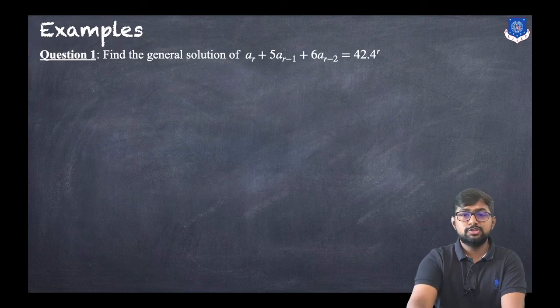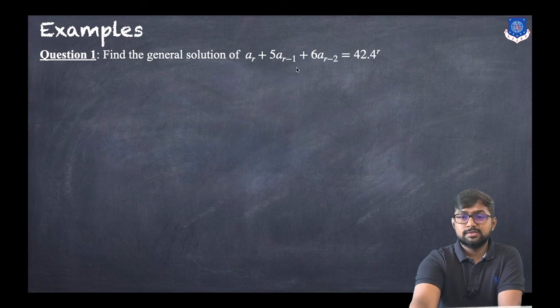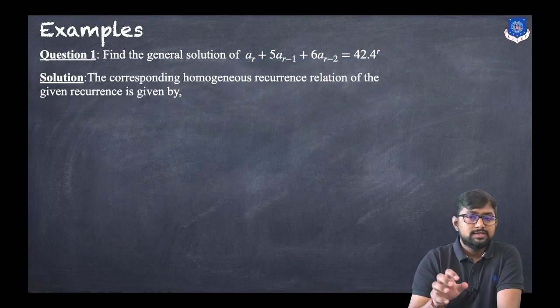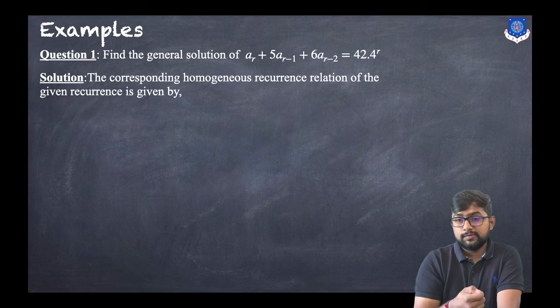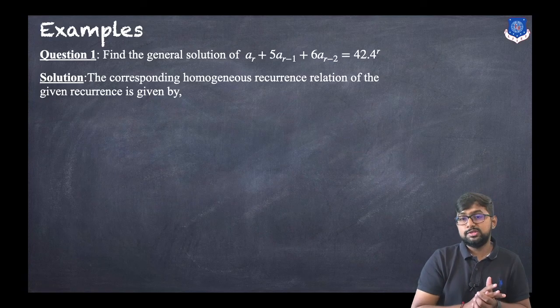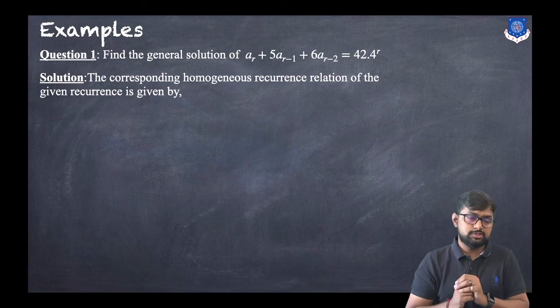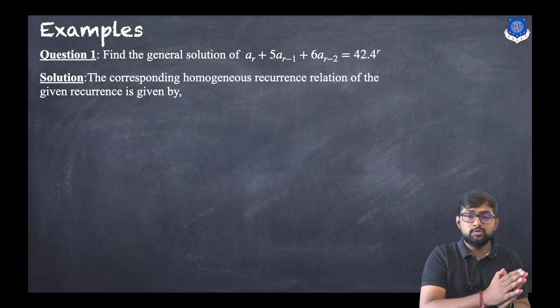Find the general solution of a_r plus 5 a_(r-1) plus 6 a_(r-2) equals 42 times 4 raised to r. As you can see, the right hand side is not equal to 0, so it is a non-homogeneous equation. So we need to find a particular solution as well as a homogeneous solution. First we will find the homogeneous solution.